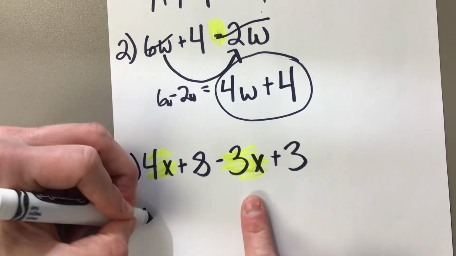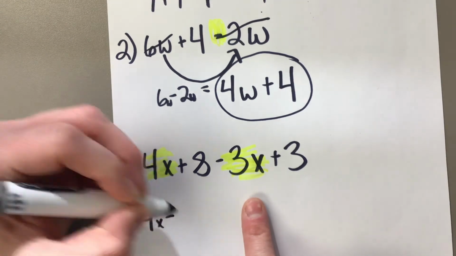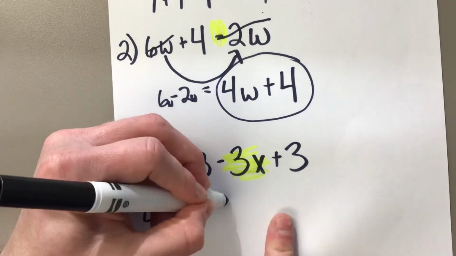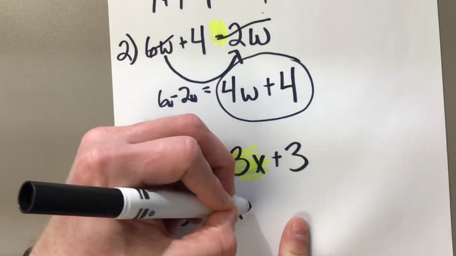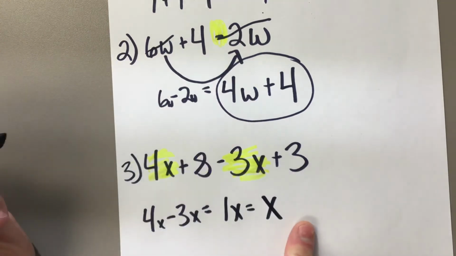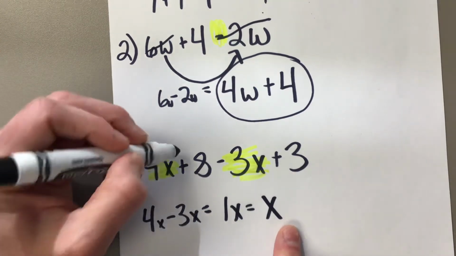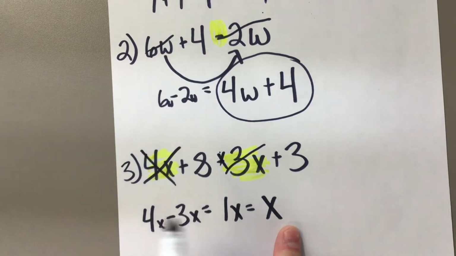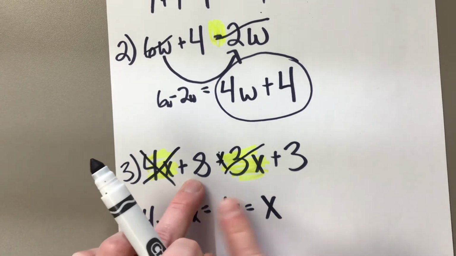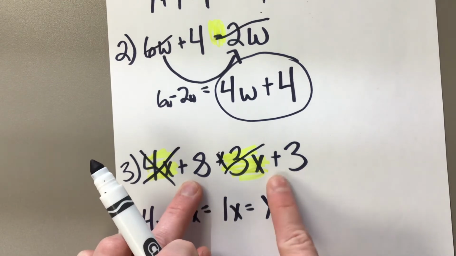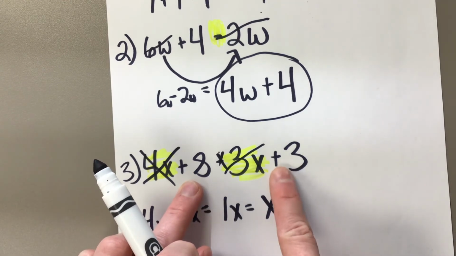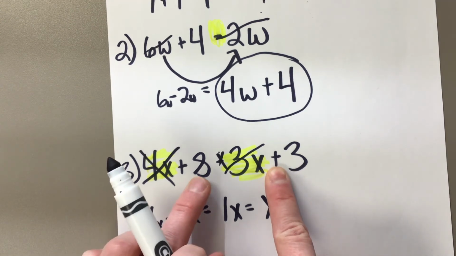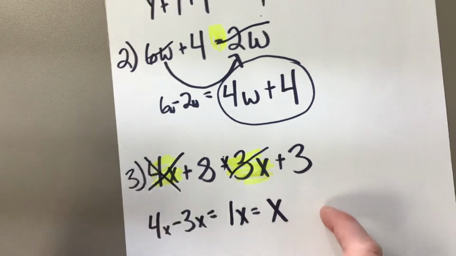So I know 4 minus 3 is 1. So instead of just writing 1, I'm going to write 1x, or I can just write x. And I'm going to cross those out to know that I've already done those. So now I'm left with a positive 8 and a positive 3. I'm going to look at the operation in front of this 3, and there's an addition sign, so I'm going to add 8 plus 3.